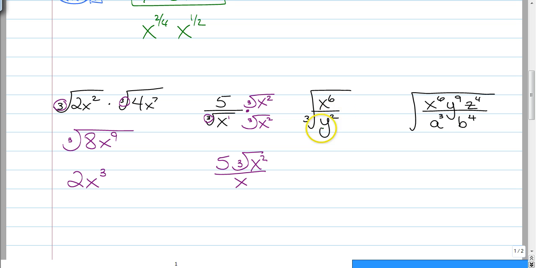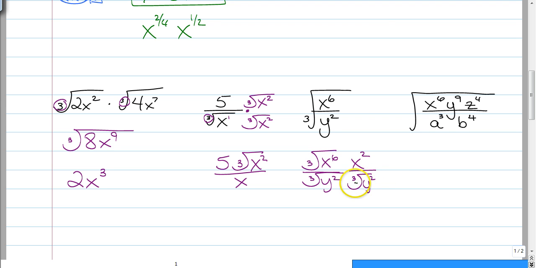Whenever you have a big radical with a fraction inside, you can always rewrite it as the cube root of x to the 6th over the cube root of y squared. So that's going to simplify because 3 goes into 6 2 times, so that becomes x squared over the cube root of y squared.